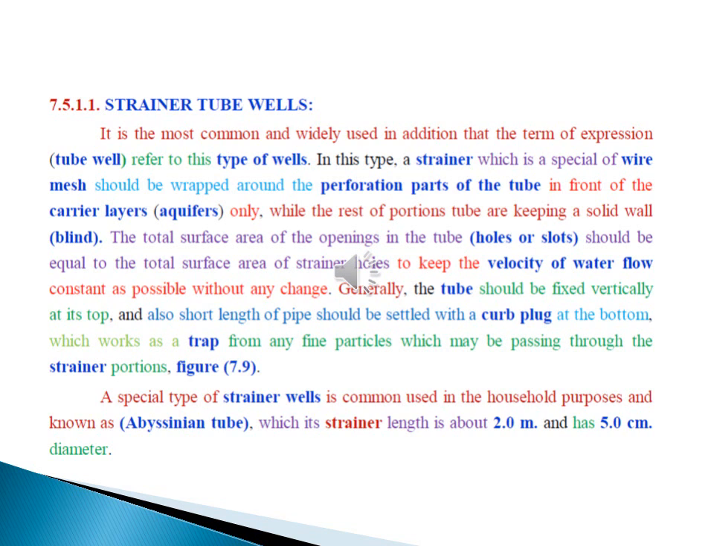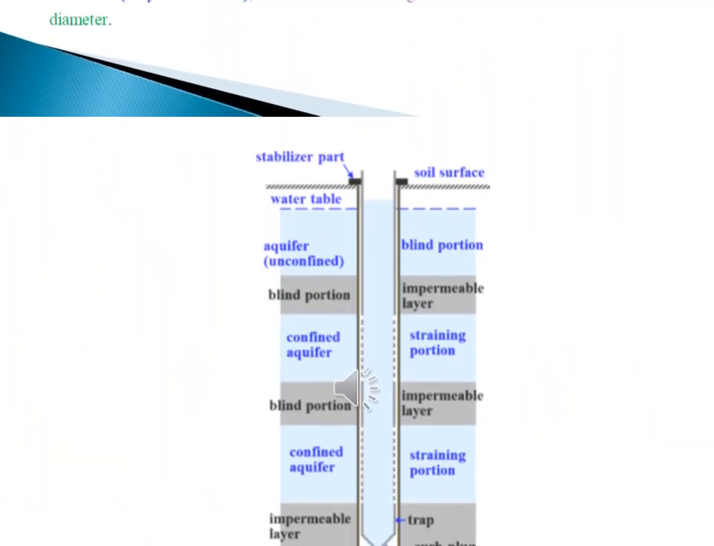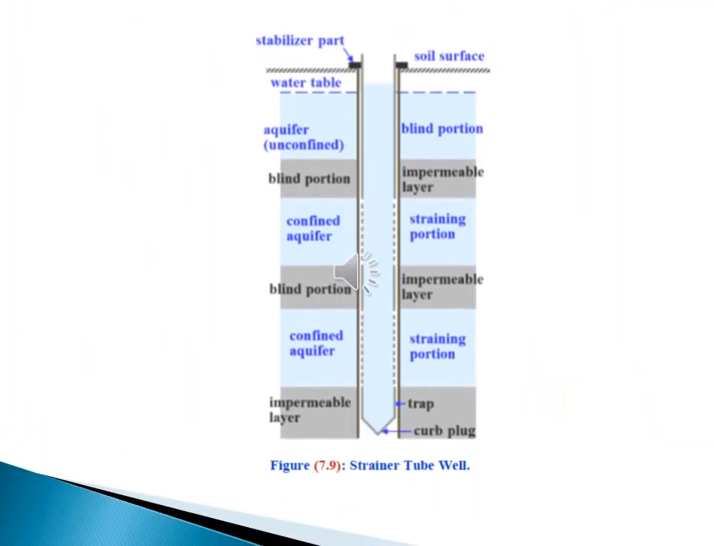Generally, the tube should be fixed vertically at its top, and all short lengths of pipe should be settled with a curved flap at the bottom, which works as a trap for any fine particles which may pass through the strainer portion, as illustrated in the enclosed figure. Figure showing the strainer tube well. Look, my dear, at the blind parts and the strainer part.